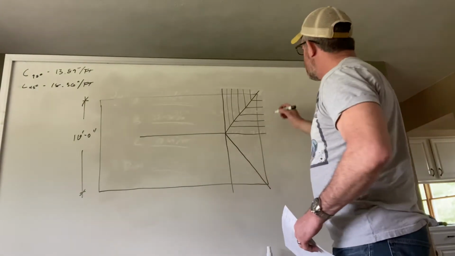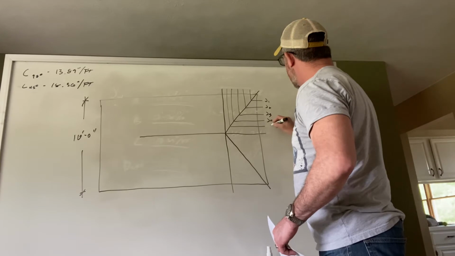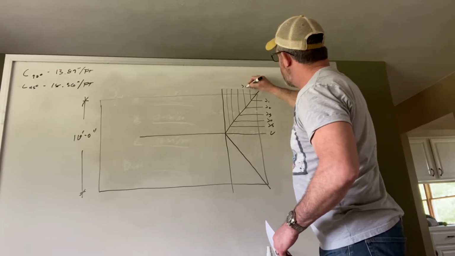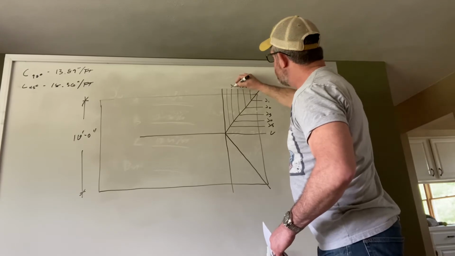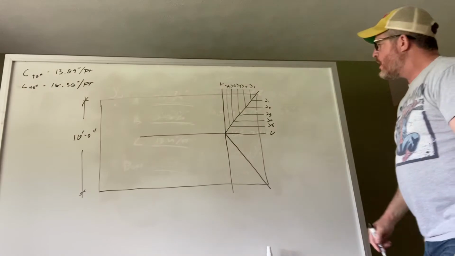But what do I see here? I've got jack 1, jack 2, jack 3, jack 4, jack 5, and then I've got a common. Again, what are we seeing here?